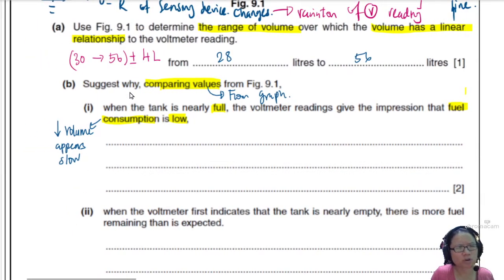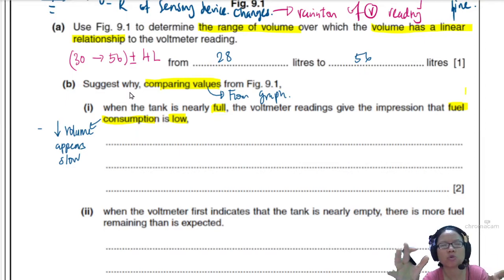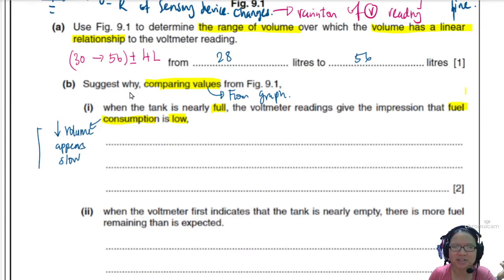But is the decrease in volume really slow? Well, actually, not really, because we don't really pour out all the petrol in the measuring cylinder and really measure the petrol. What do we actually use? We use the voltmeter to do the job for us, right? The sensing circuit. So what this implies is actually that the voltmeter reading will change slowly.